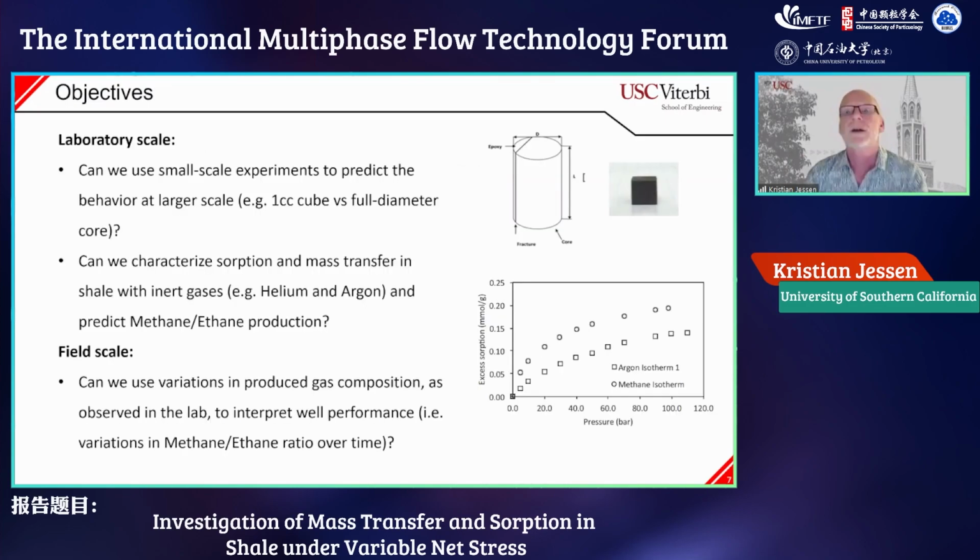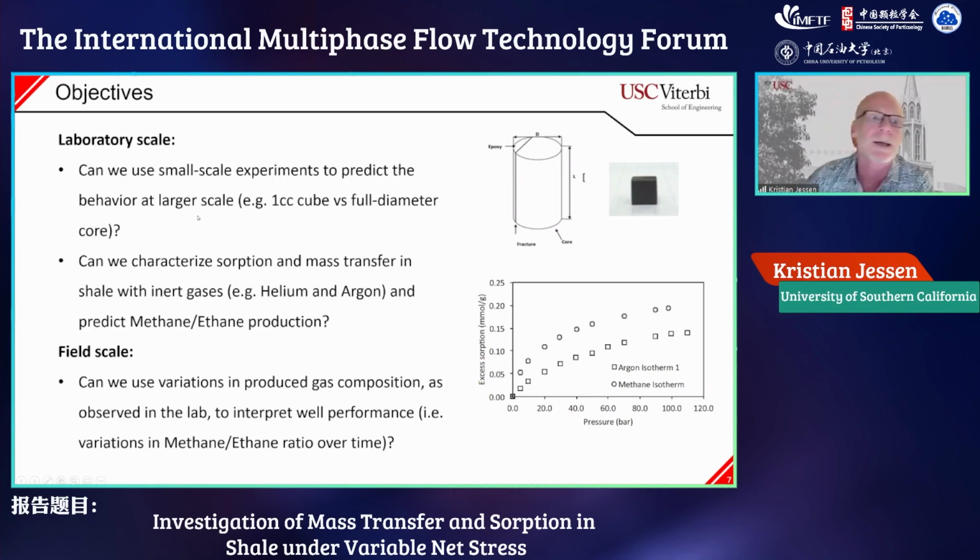So, objectives. Well, the things that we set out to do: I work in a university, and in the university we have labs, so we go to the lab and do measurements and try to make sense of what happens at the field scale. So the question at lab scale we have to ask is, I work with small samples, so can I take a little cube, a sugar cube of shale out here, and use that to predict what happens if I take a full diameter core where the diameter is 3.5 inch, right?